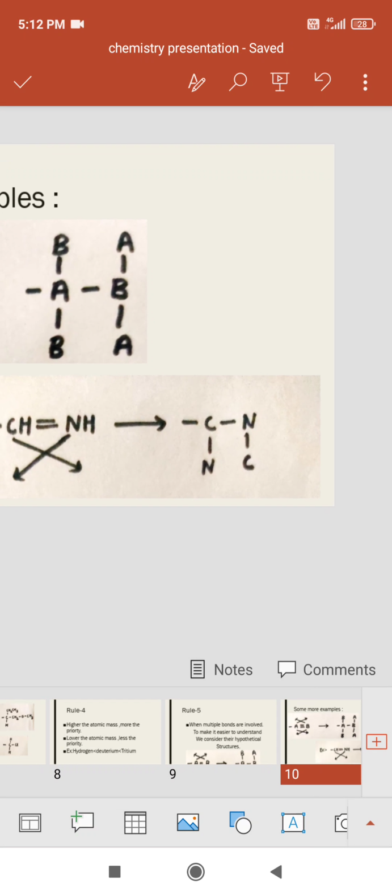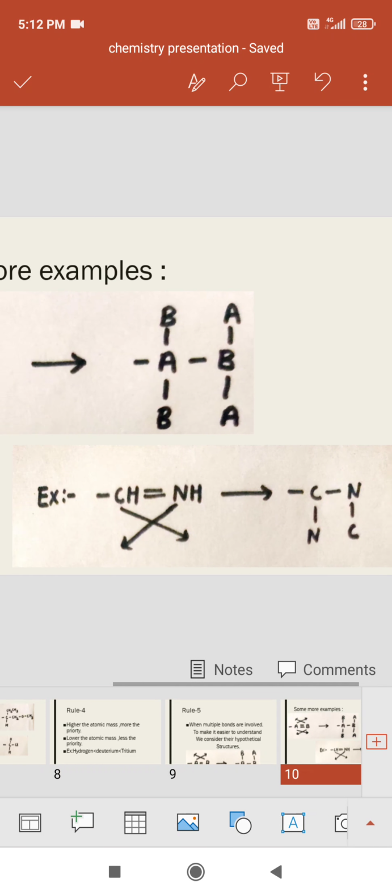In this case, see CH double bonded NH. First, write those atoms between which the multiple bond takes place. Here, the multiple bond takes place between C and N. So first write C single bonded with N. Then double bond means we have to multiply a single time. C with N and N with C. See how easy it is?